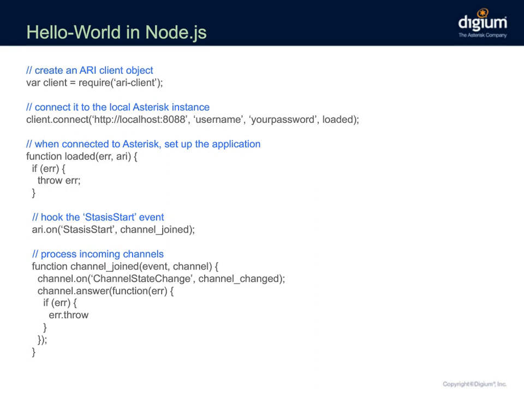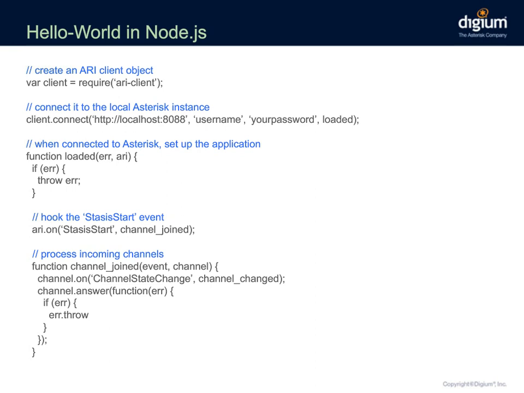In the very top here, you see we create a client variable, and in that case we require the ARI client library. That's getting us a handle to the library. It is unconnected to anything at that point. The next line is where we actually connect that to the Asterisk system that we want to control. And so we pass in the URL for the Asterisk, the username and password, and then the function to be called when that asynchronous connection request is completed. So the callback for it.